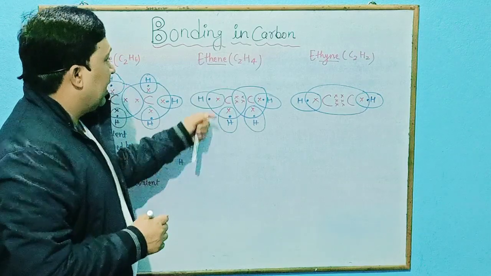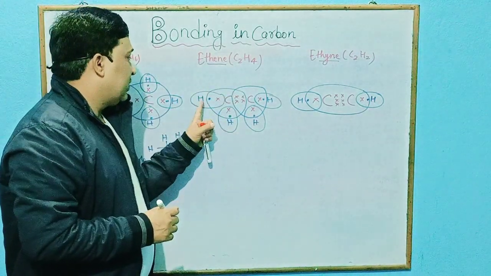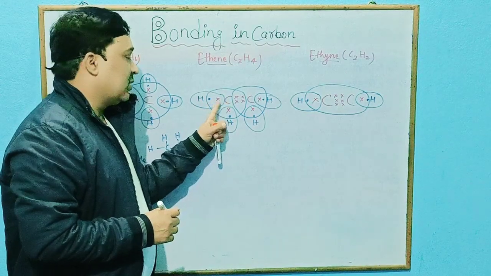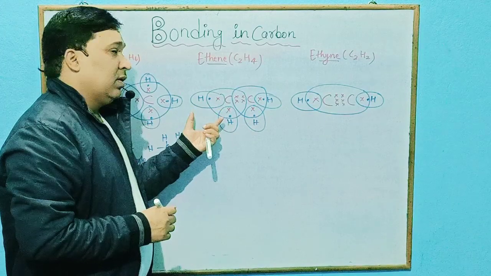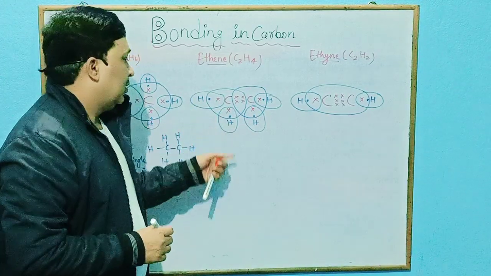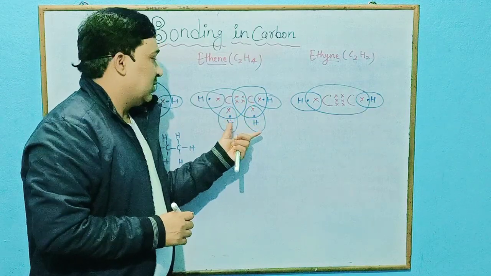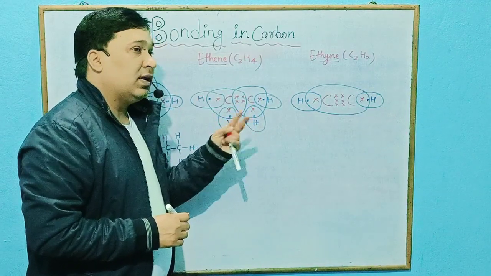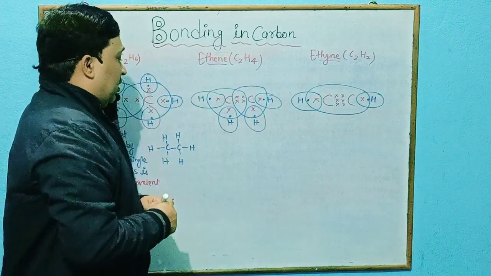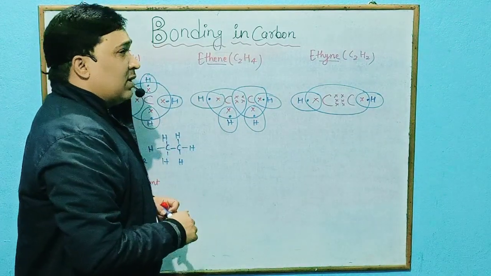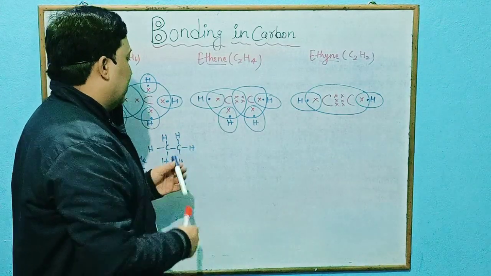Whereas in the second example, ethene, the sharing of electrons between hydrogen and carbon is just a single pair. So hydrogen is bonded with the carbon atom by a single covalent bond, but see the sharing of electrons between the carbons. They are mutually sharing two electrons of each. It means a double pair of electrons. So the covalent bond formed by the sharing of a double pair of electrons is called a double covalent bond.